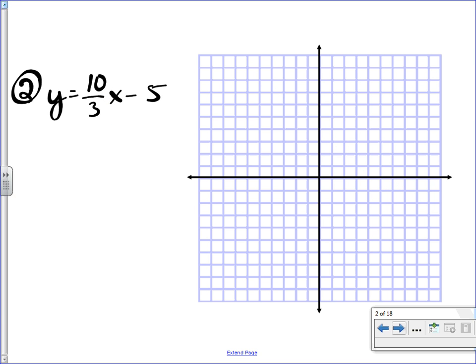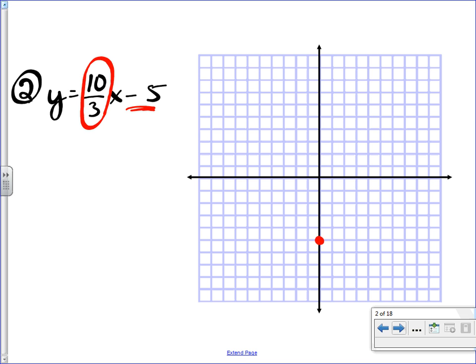All right, number 2. Number 2, we have the equation y equals 10/3 x minus 5. So just like with number 1, we're going to start off with the y-intercept, which is negative 5. So 1, 2, 3, 4, 5 is going to put us right here. That's going to be our y-intercept. This time the slope is 10/3. So Nicole, what do we need to do here? Up 10 and over 3.